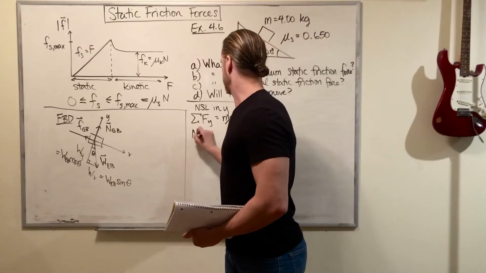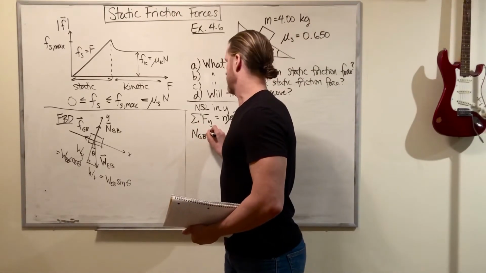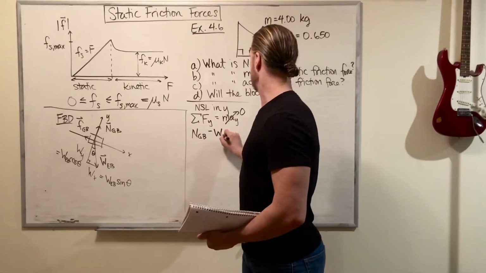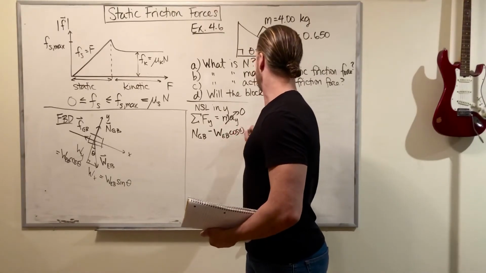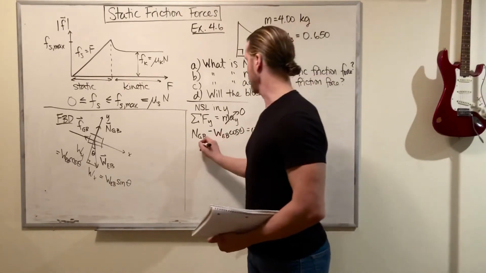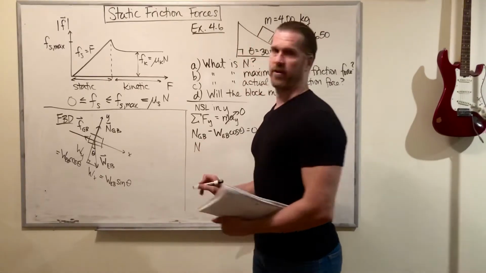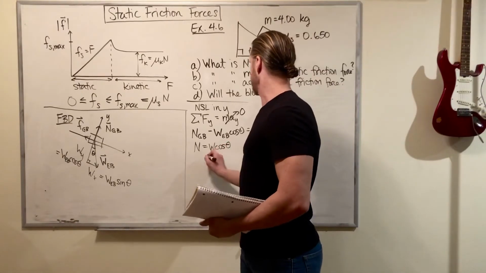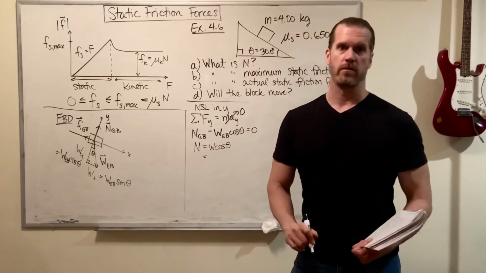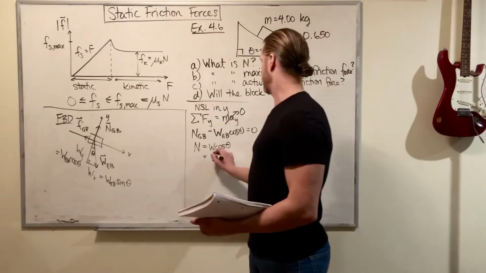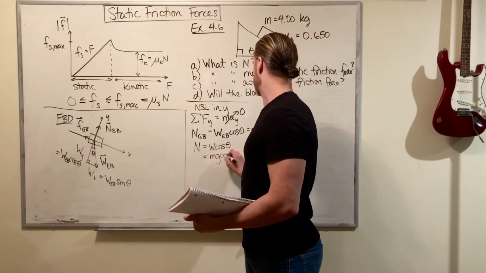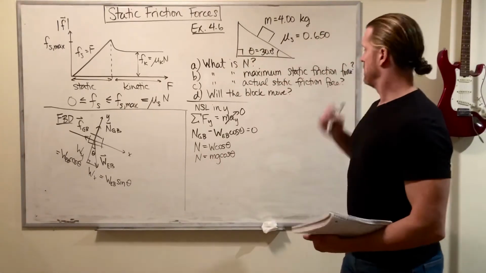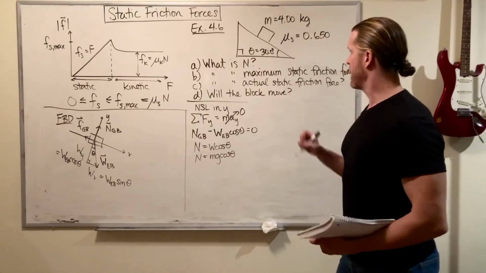So we've got n minus w_y, which was w cosine theta, equals 0. So that means that n, I'm going to drop the subscripts, equals w cos theta, and w, the gravity or weight, is mg. Oh, so we've answered part A.